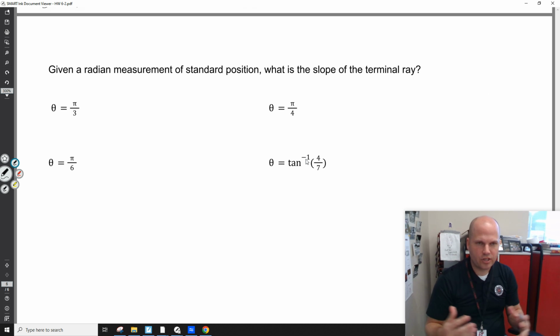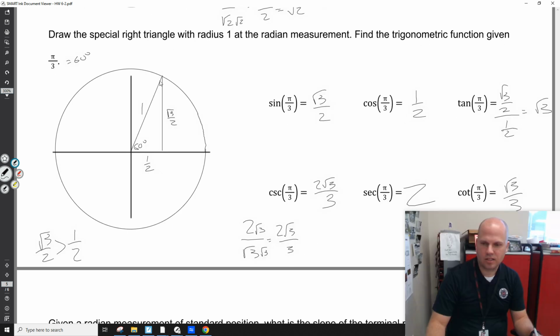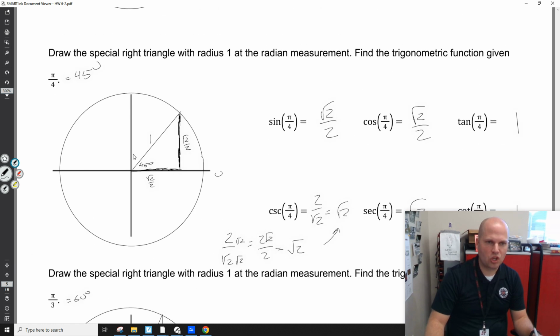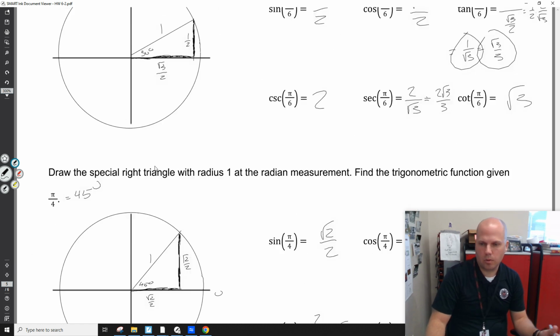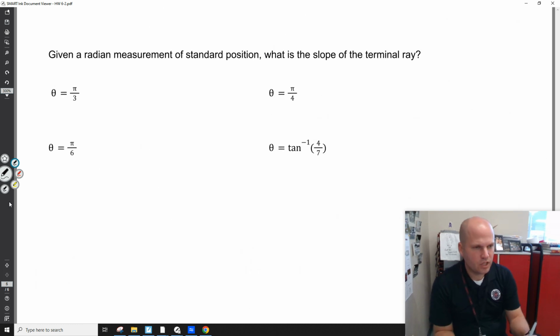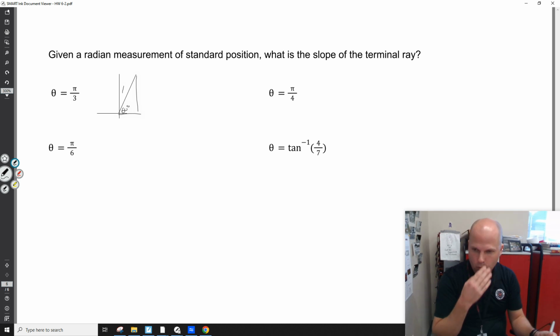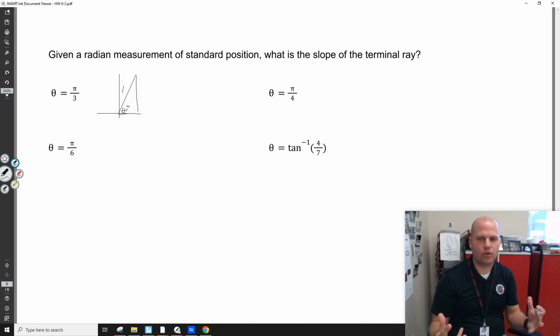Random side question is like slope of a terminal ray. So it's like, hey, what's the slope of this line segment, this terminal ray? It's actually no big deal if you understand your 30, 60, 90 and your 45, 45, 90 triangles. If you got pi over 3, you understand the 60 degree reference angle created. I'm not going to draw the circle, but I'm going to pretend that we have it. I know one circle. I know one triangle that has 30, 60, 90 angles. Its hypotenuse is 1. I know that triangle.